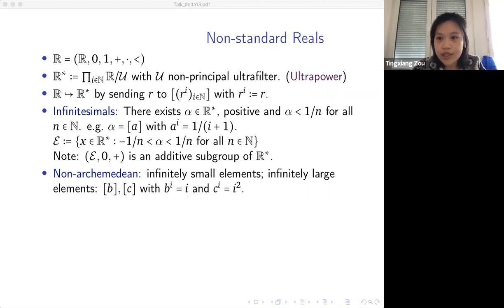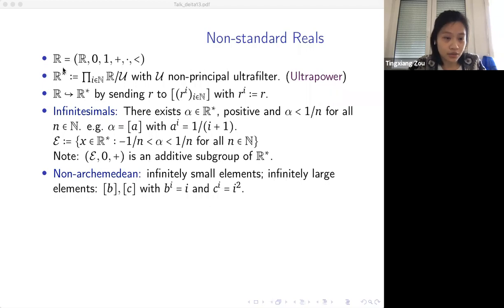So it's a concrete example of non-standard reals. I think there are others. But when I read papers in non-standard combinatorics, it's helpful if you think of them as actual ultrapowers, because it's very concrete.